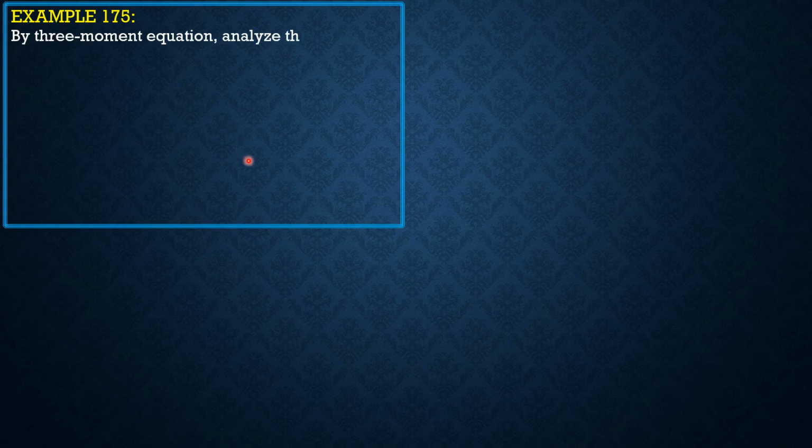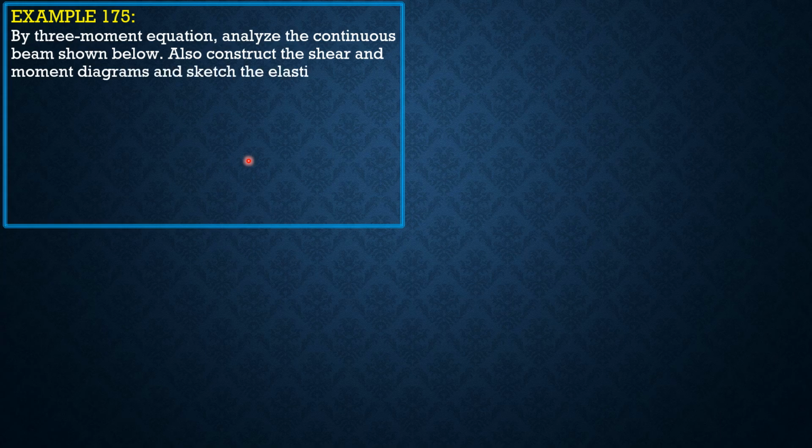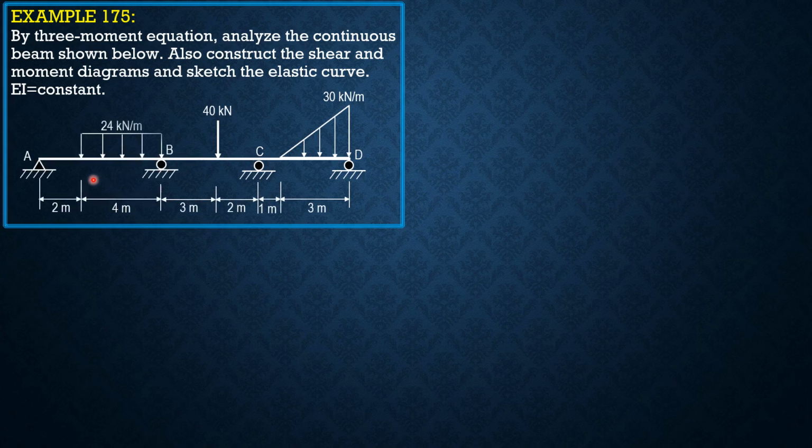By three-moment equation, analyze the continuous beam shown below. Also construct the shear and moment diagrams and sketch the elastic curve. EI is constant. So here is the given figure. So we take note that moments at A and at D are zero. Supports are unyielding and EI is constant.